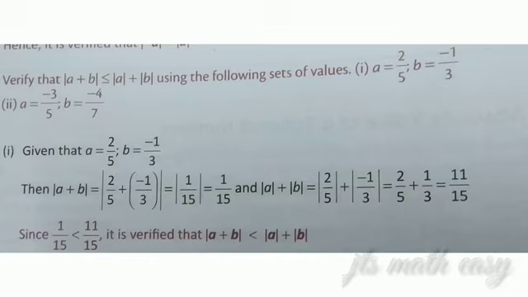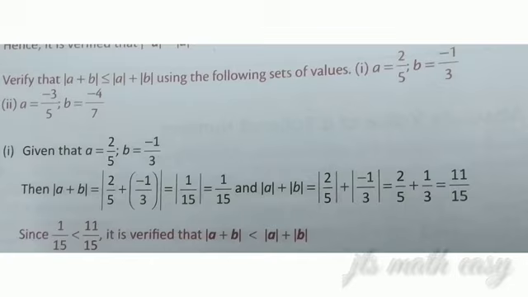LHS is modulus of a plus b, so replace your a and b here, which means 2 by 5 plus of minus 1 by 3. First, inside the modulus we want to take LCM. You can apply the shortcut method: cross multiply and multiply the denominators. Cross multiply means 3 2s are 6 minus 1 into 5, 5, so 6 minus 5, divided by the denominator multiplication, 5 3s are 15.